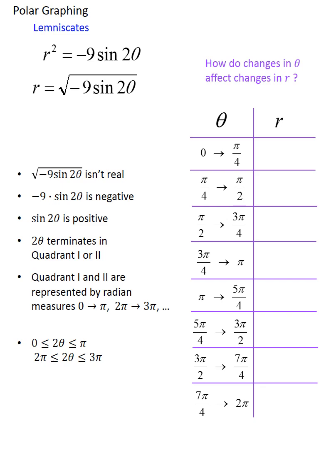Dividing these inequalities by 2 gives us the particular values of theta for which r is not real. So looking at the chart, r is not going to be real from theta equals 0 to pi over 2, or from theta equals pi to 3 pi over 2.